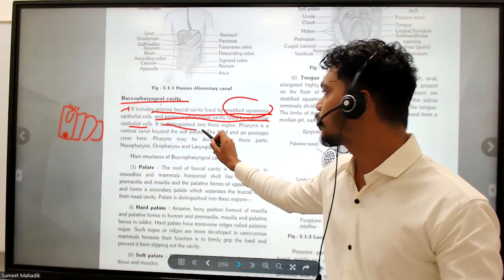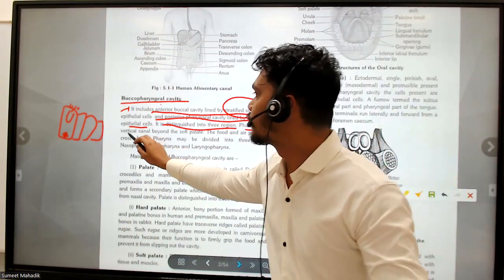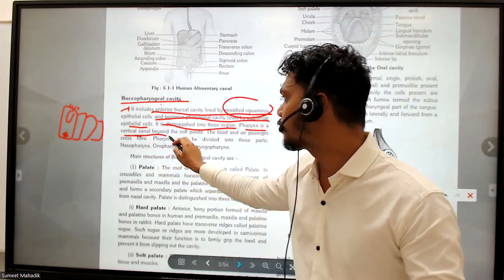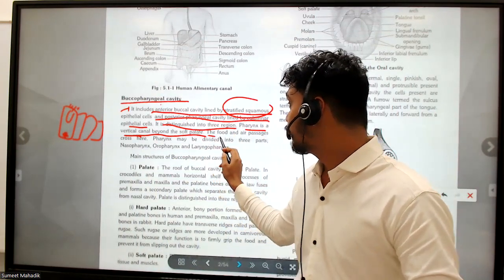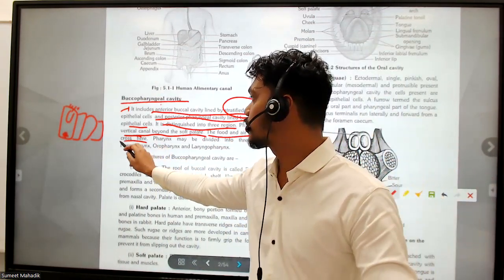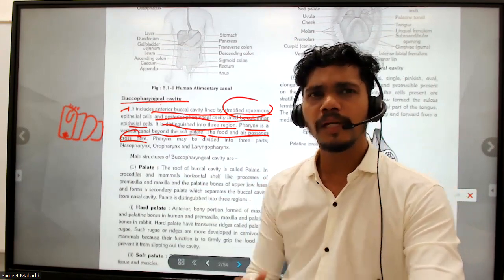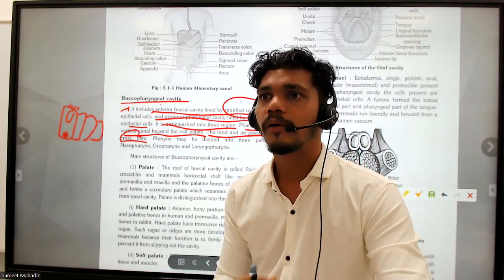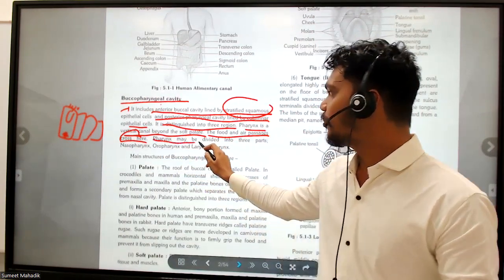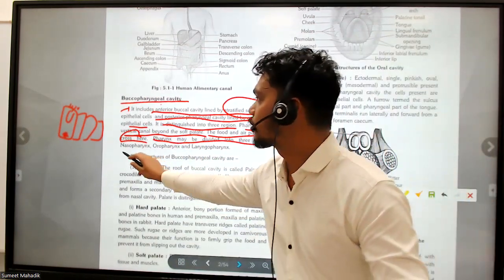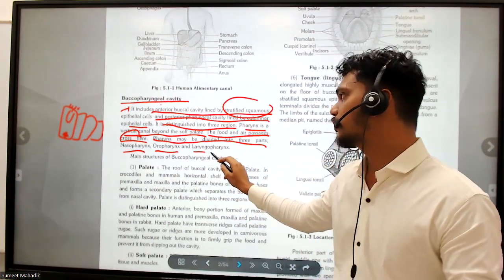It is divided into three regions. The pharynx is the vertical canal beyond the soft palate. The food and air passages cross here. Is it possible to breathe and eat together? Why not? Because it's a common passage, right? The pharynx may be divided into three parts: the nasopharynx, the oropharynx, and the laryngopharynx.